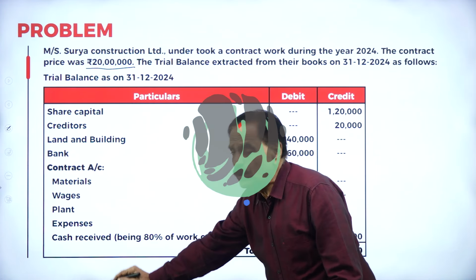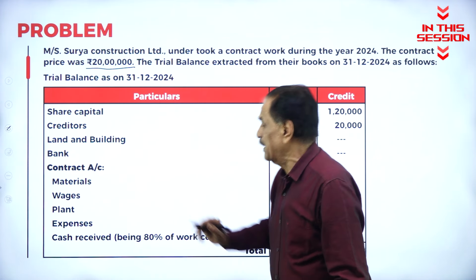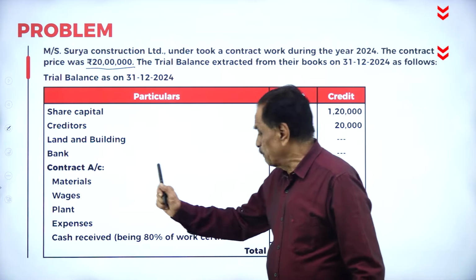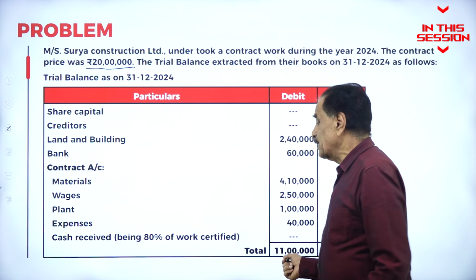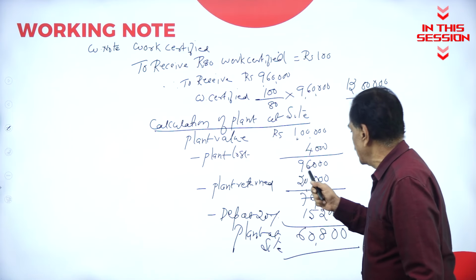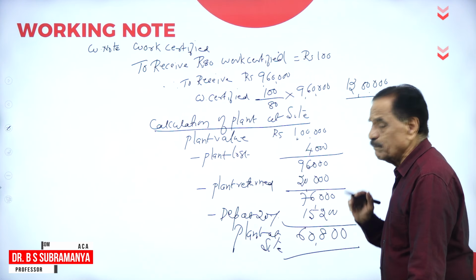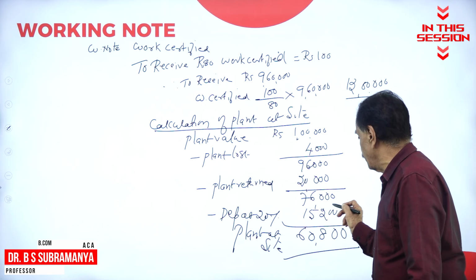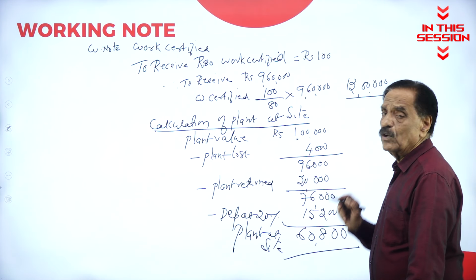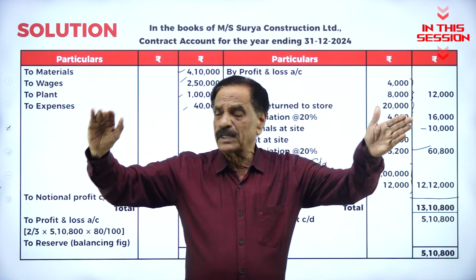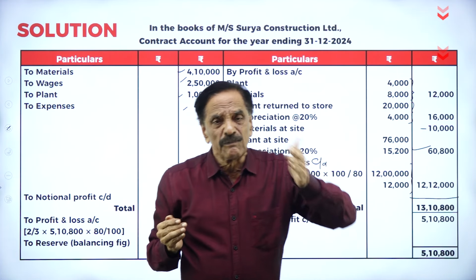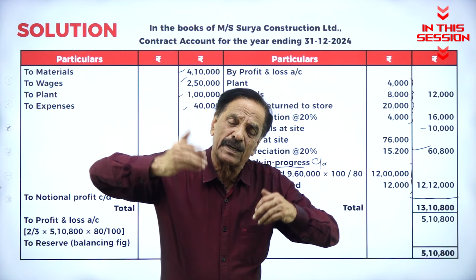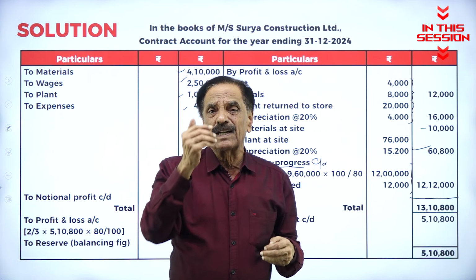This will be charged to contract account. Material is an expenditure, wages an expenditure, plant is an expenditure, expense an expenditure. Plant returned is 20,000, balance is 76,000, minus depreciation of 20%, 15,200. This is the value of plant at site. Work certified at the contract price. If the work certified is 50% or more than 50%, up to 90%, it is 2/3.